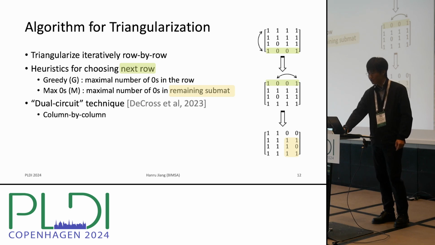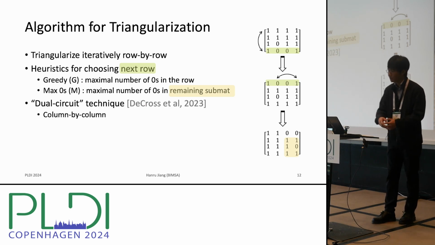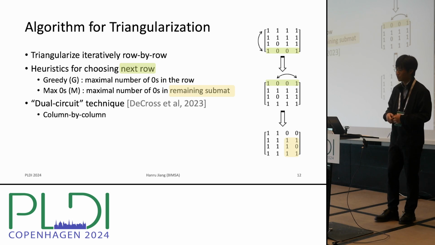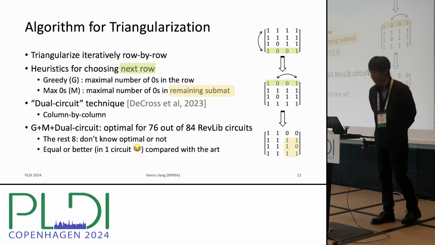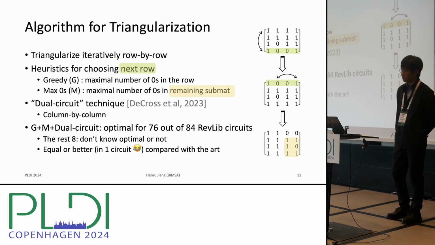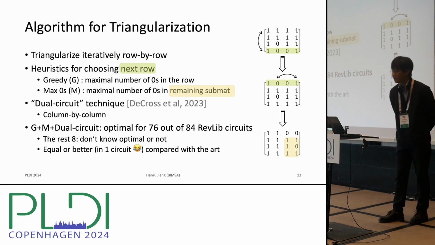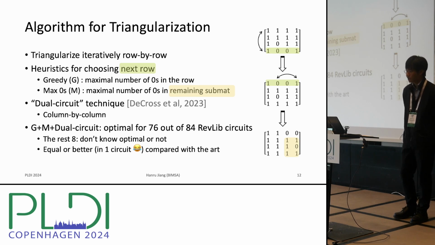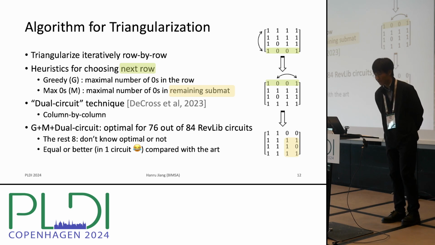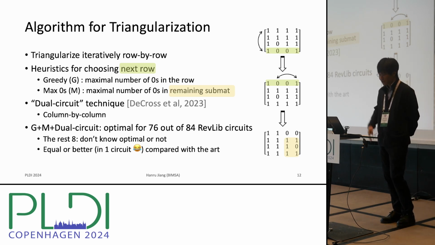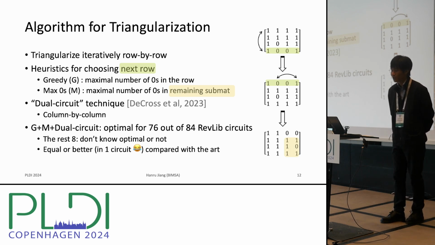We also introduced the dual circuit technique by the Quantinuum scientists. It turned out that their technique is quite simple in our settings, which is to triangularize iteratively column by column instead of row by row. Using these techniques, we have an algorithm that performs quite well. It achieves optimal for 76 out of 84 evaluated RevLib circuits. For the remaining 8 circuits, we don't know whether they are optimal or not because they're too large to decide optimality. But our algorithm is equal or better, although better in only one circuit, compared with the state of the art.